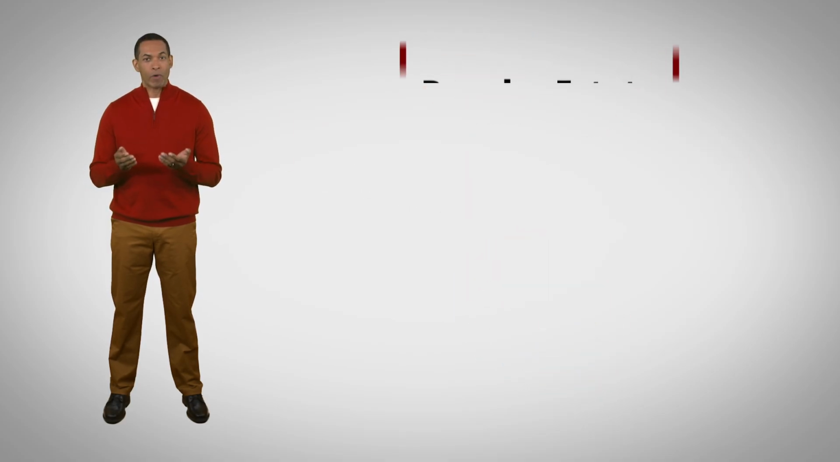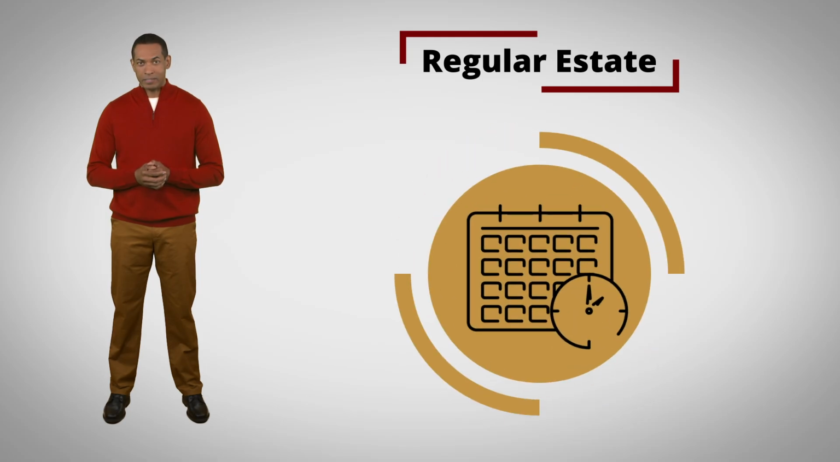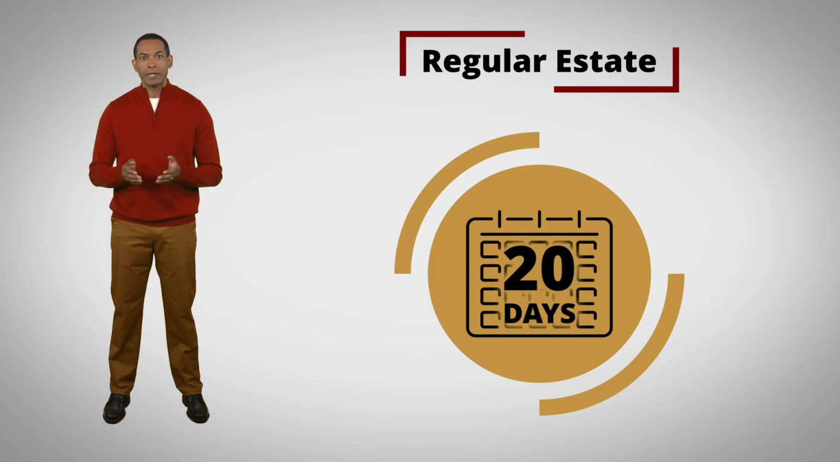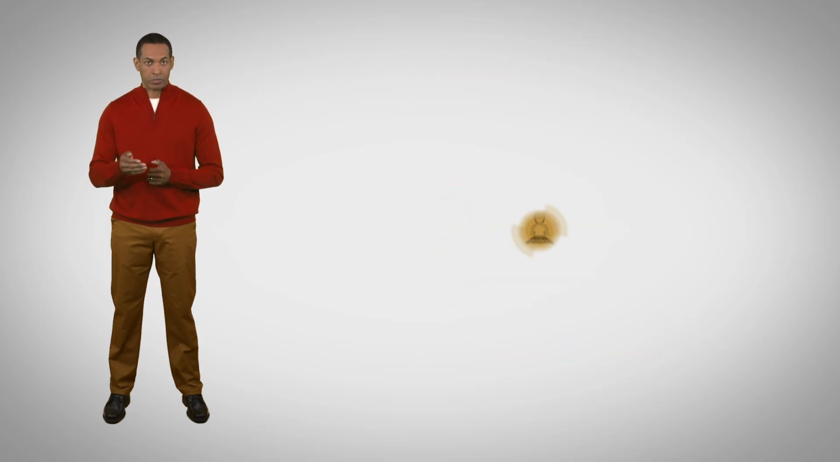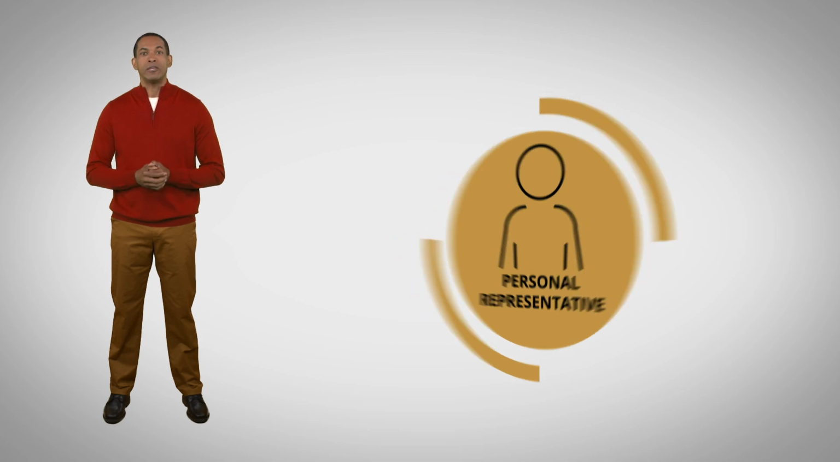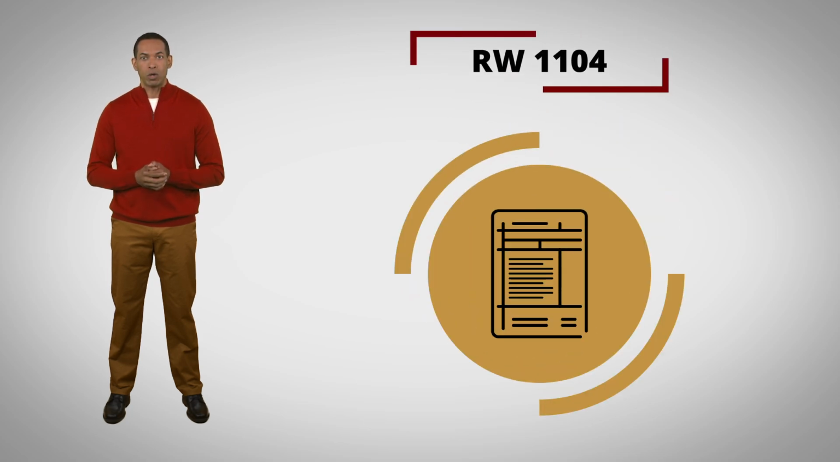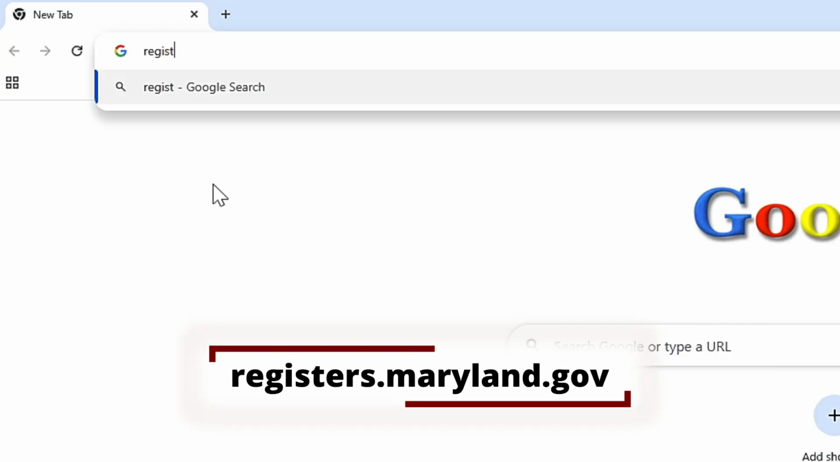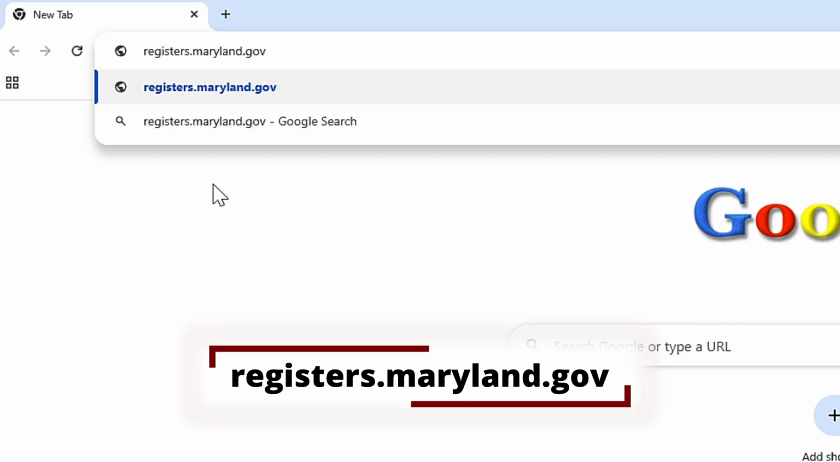If you are opening a regular estate, the deadline is different. You can file the list of interested persons up to 20 days after your appointment as personal representative. For both small and regular estates, use Form RW1104 to file the list. Find it at registers.maryland.gov. Now you're ready to open the estate. To do that, move on to step 5.